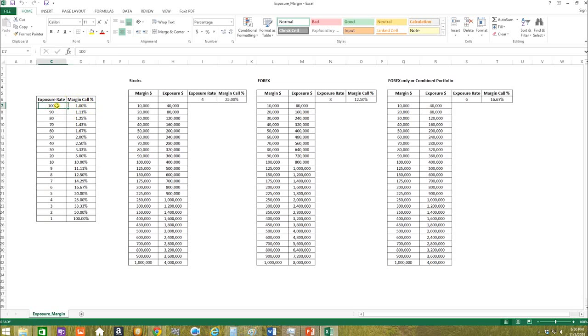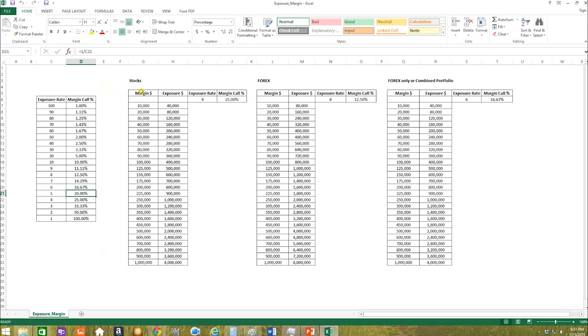So we just take the exposure rate and we do 1 divided by the exposure rate. So if a broker is advertising to you that you can get 100 times leverage on any product, so this doesn't have to be Forex, then they're basically telling you you're going to receive a margin call if you lose 1%, assuming that you take all the leverage and go up to your maximum exposure. And again, if we scroll down to the bottom here, if you choose your exposure rate to be, say, 5 times, you're going to receive a margin call if you lose 20%.